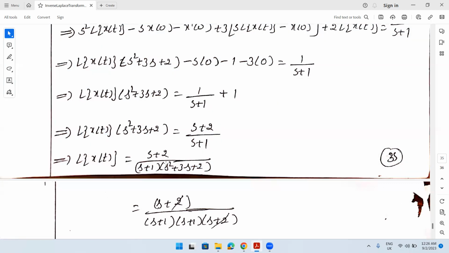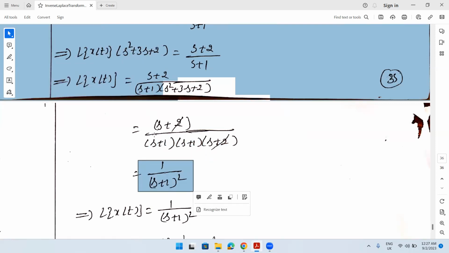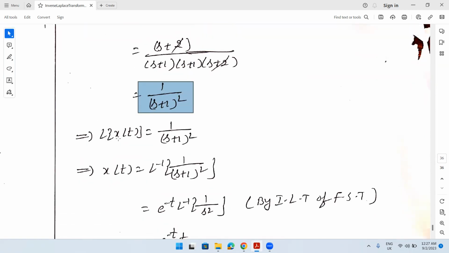Now here we get the roots of the second term. You may be thinking that here we have to apply the first shifting theorem, or the convolution theorem, but it is not required here. S square plus 3s plus 2 has roots s plus 1 and s plus 2, that is minus 1 and minus 2. So s plus 2 and s plus 2 will be cancelled. What is left is 1 by s plus 1 into s plus 1, that is 1 by s plus 1 whole square. The term became simple. Now on the left hand side L of x, and on the right hand side 1 by s plus 1 whole square.